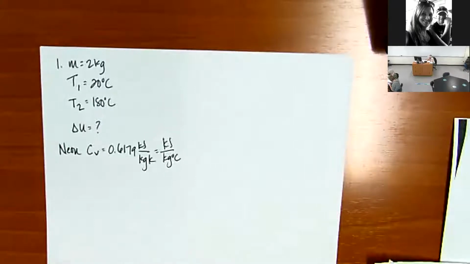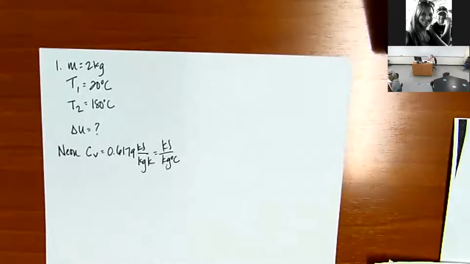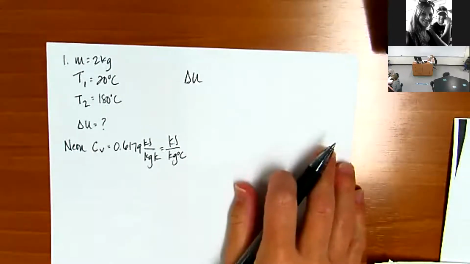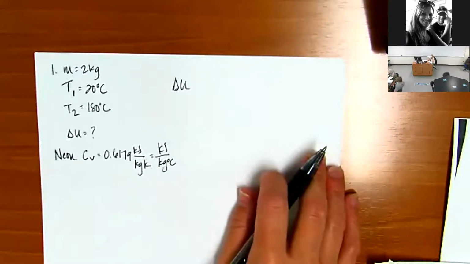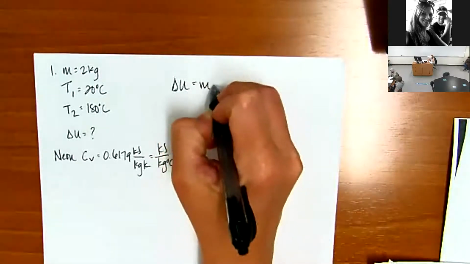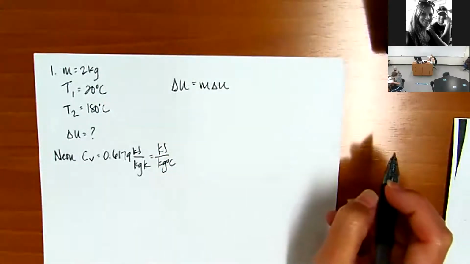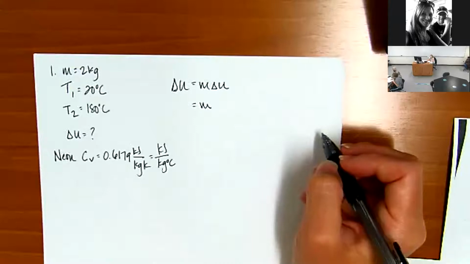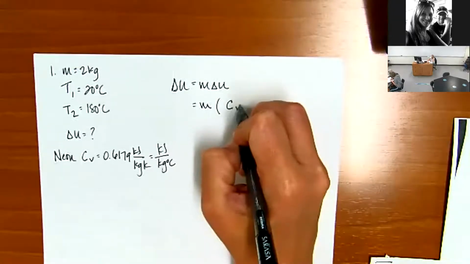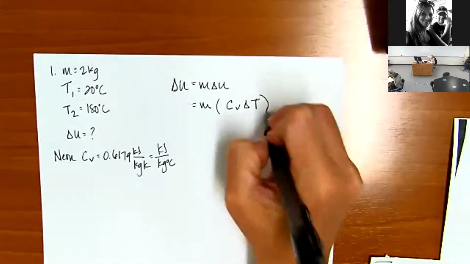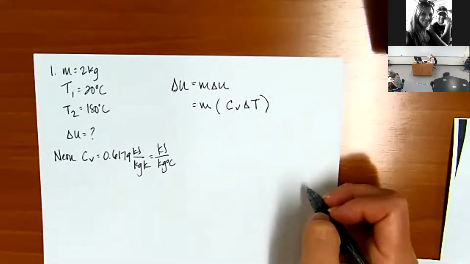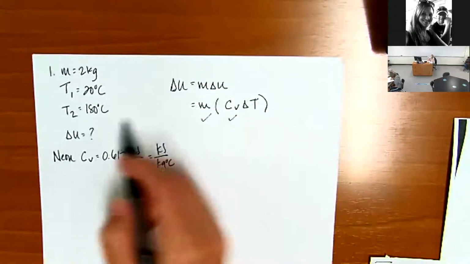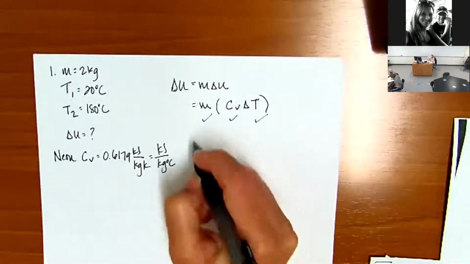We then have everything that we need to solve a basic equation for change in internal energy. Change in total internal energy is what we're looking for because we want kilojoules. So this equation is our mass times our change in specific internal energy. We also know that this specific internal energy change can be C sub V delta T. We know our mass, we know our C sub V from our table, and we're told our change in temperature. So this question is very straightforward.